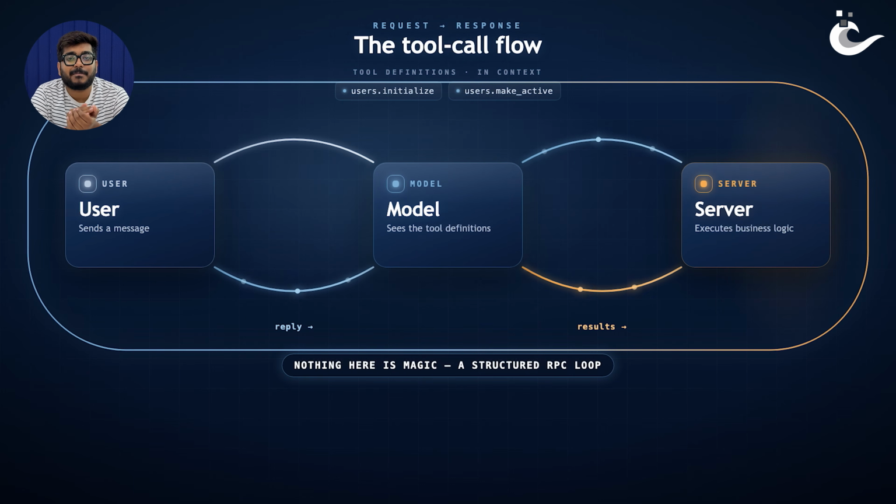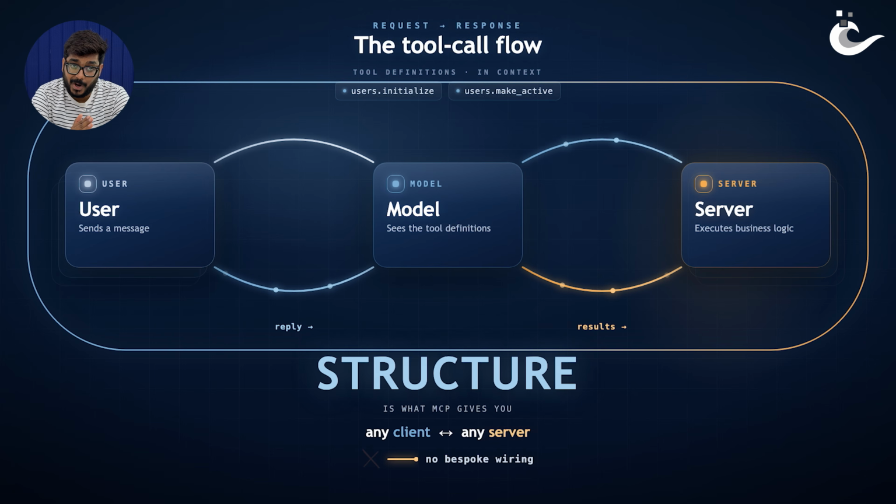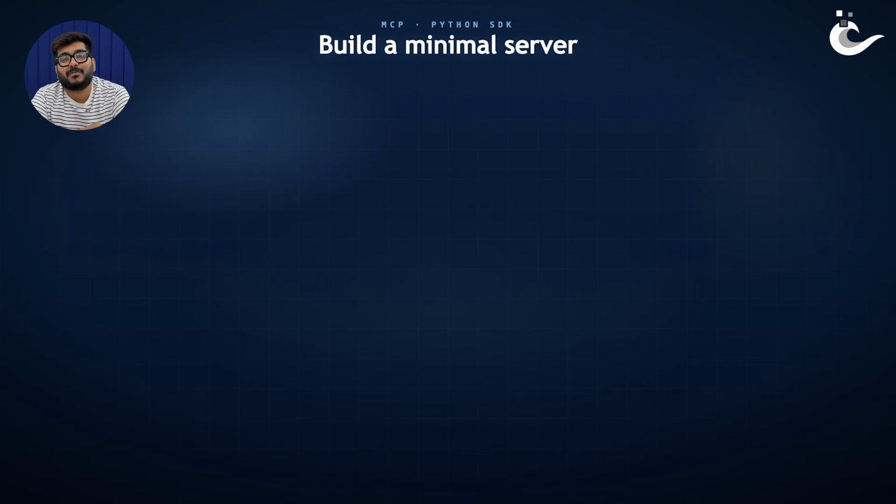It's a structured RPC loop. What MCP gives you is structure, so any client can talk to any server without bespoke wiring. So let's build a minimal one. Anthropic shipped an SDK for both Python and Node.js. So we will be picking up Python today.